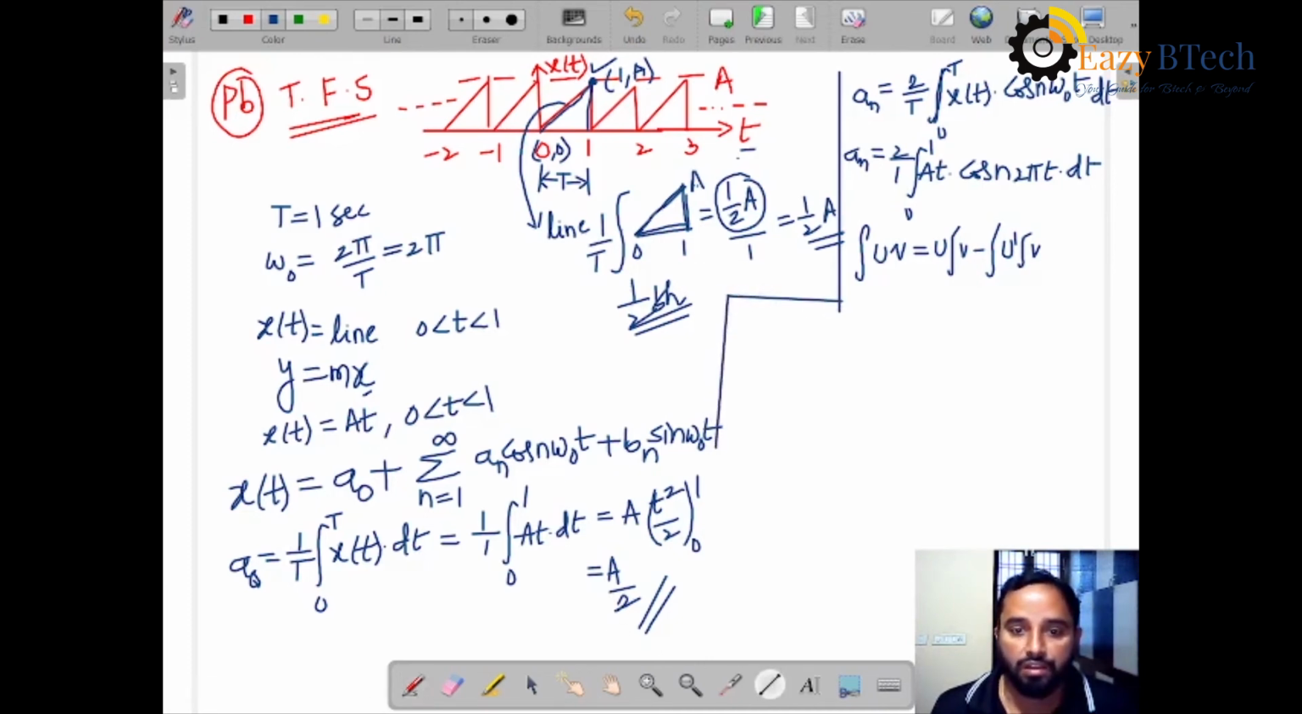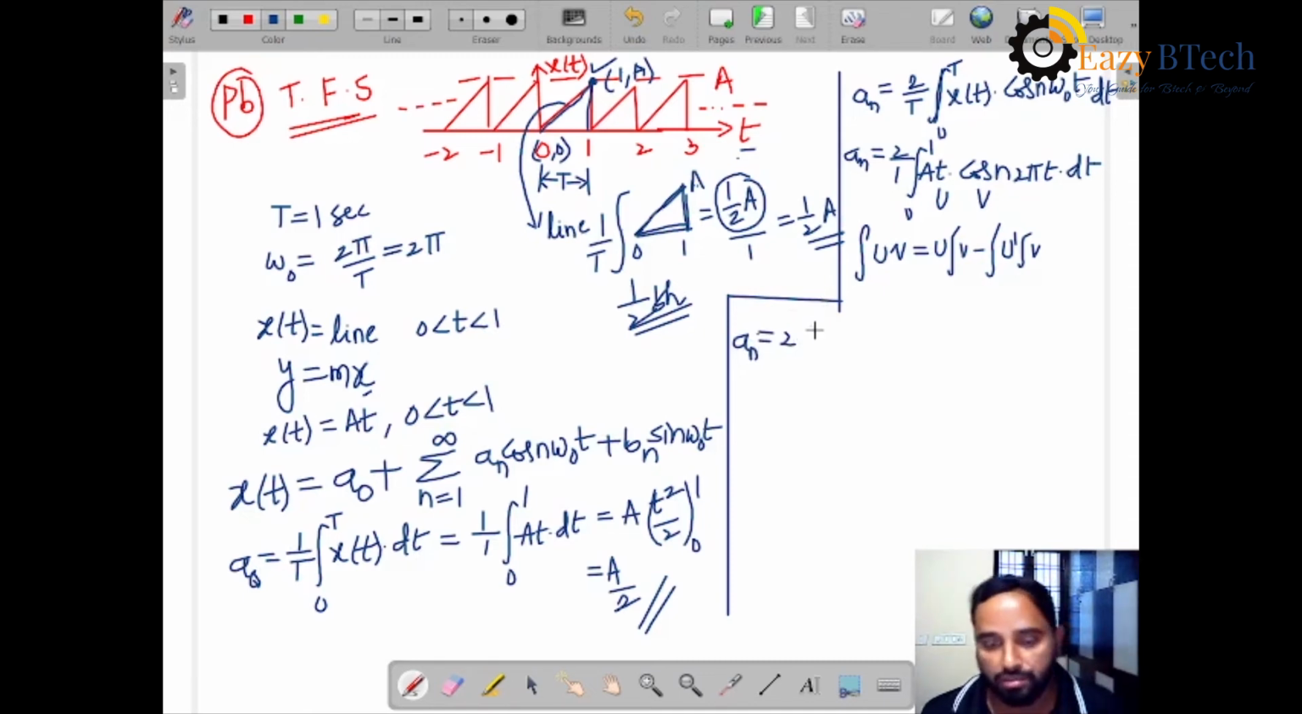Integral uv. So now here u is t, v is cos 2n pi t. So go on that. a_n is equal to 2 into u integral v. So t times the integration of cos, which is sin 2n pi t divided by 2n pi, because the integration is with respect to t.